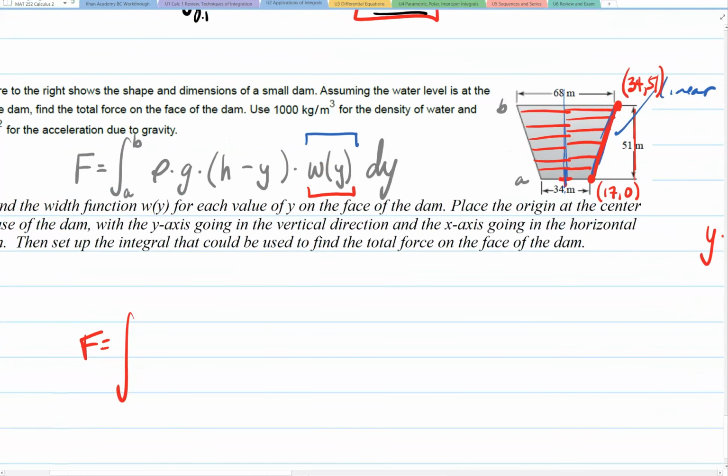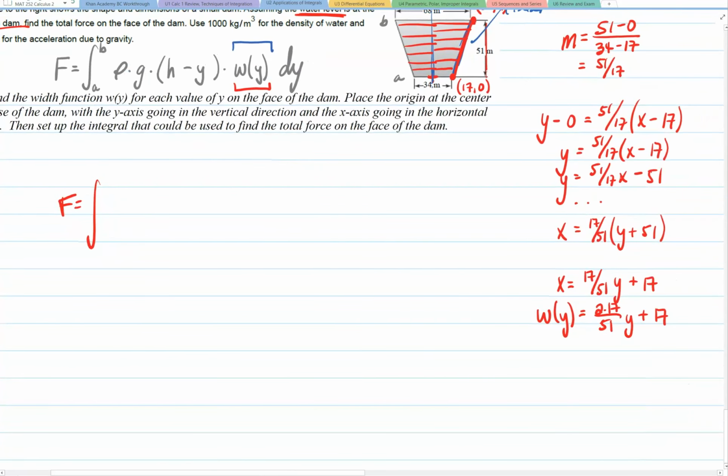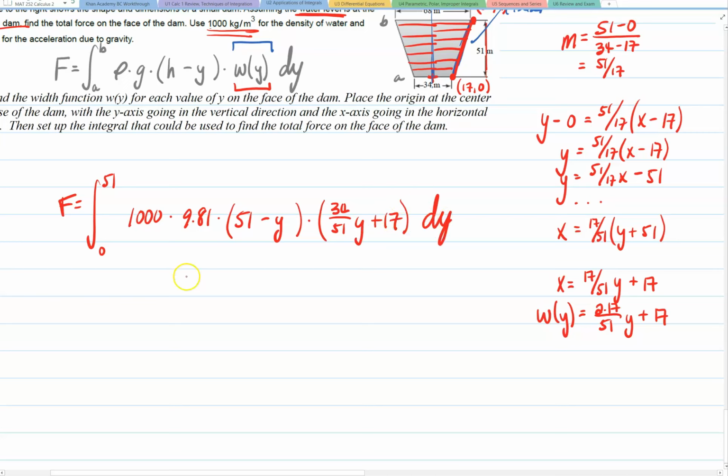Now, in this example, we are assuming that the water level is at the top of the dam, so the height of the dam here extends from 0 up to 51. We have a rho value of 1,000 kilograms per meter cubed, times an acceleration on Earth of 9.8 or 9.81 meters per second squared, multiplied by the height of the water minus y. Now the water level is at 51, so we'll use 51 minus y, and we'll multiply that by the width of the wall at any given point. We'll call that 34/51 y plus 17, and we'll integrate all of this with respect to y.